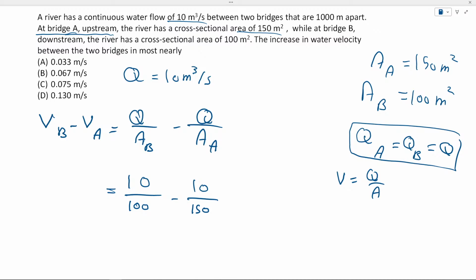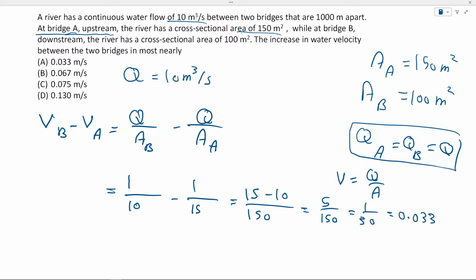Okay, so can I simplify this a little bit? Yeah, so I can get rid of this guy with this guy, this guy with this guy. Can I simplify it even more? Yes, so I can say this is 15 minus 10 divided by 150. That's 5 over 150. That is like 1 over 30, and that is 0.033. And what's the unit? Meter per second. So do I have this guy here? Yeah, I have this guy here. That's number A. Okay, so that is, you can solve this problem.